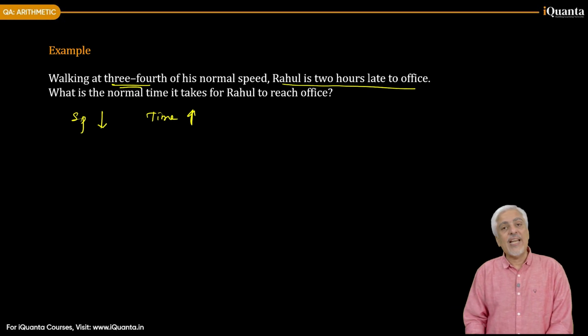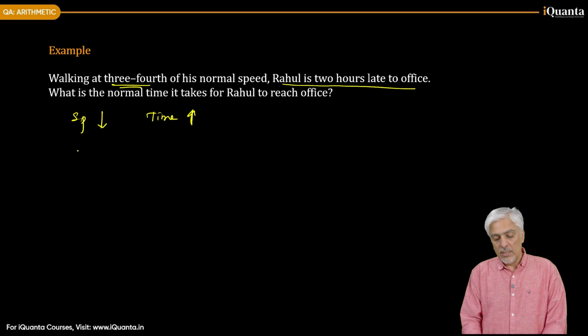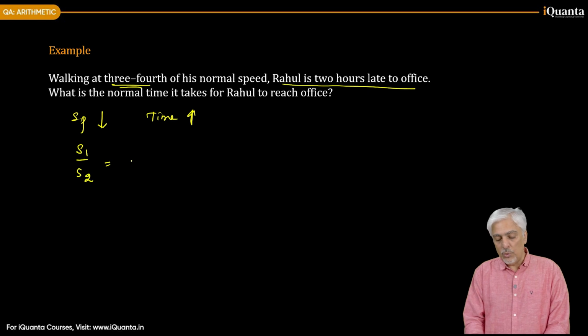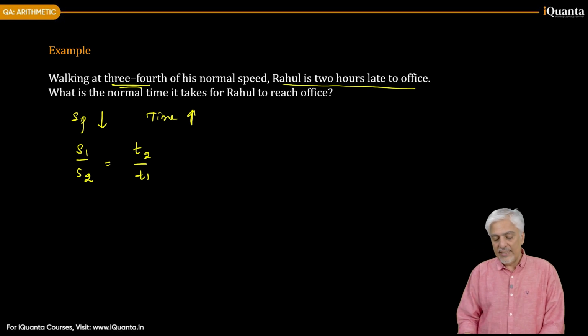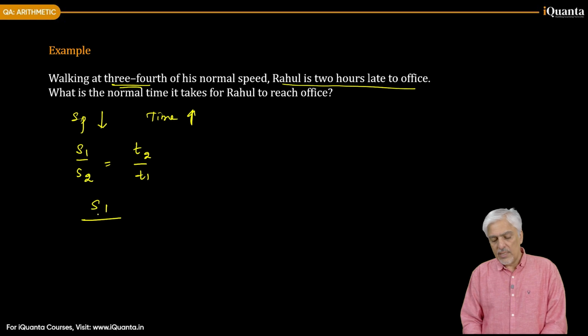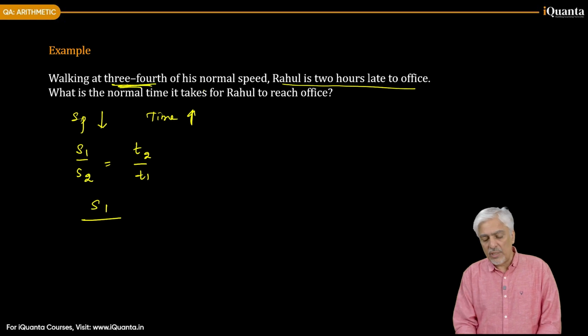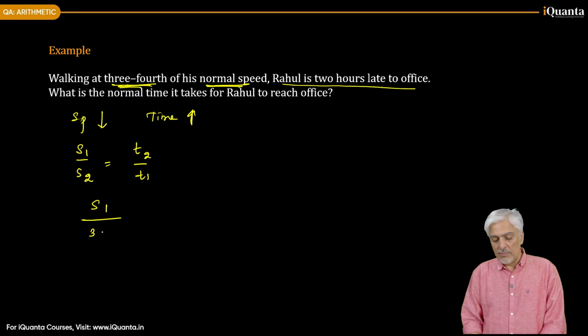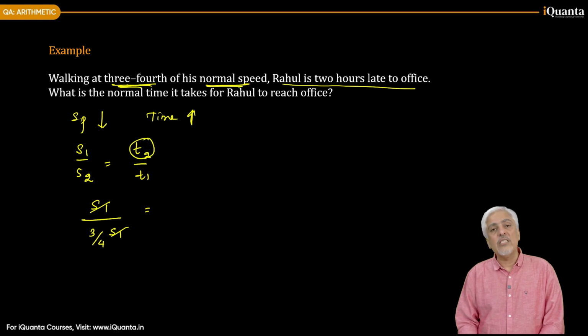So can I say speed and time are inversely proportional? So I'll get S1 upon S2 is T2 upon T1. Let's understand this. Let's assume his regular, normal speed is S1. On a particular day, he's traveling at 3/4 of his normal speed, so this becomes 3/4 S1. Today, he takes 2 hours more, so T2 is more than T1 by 2 hours. If I take T1 as T, this is T plus 2 upon T.